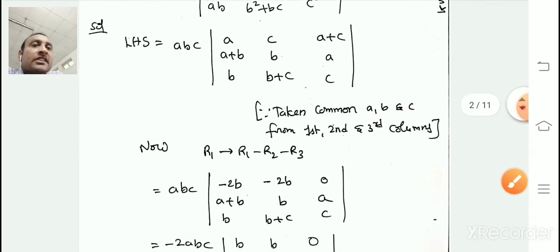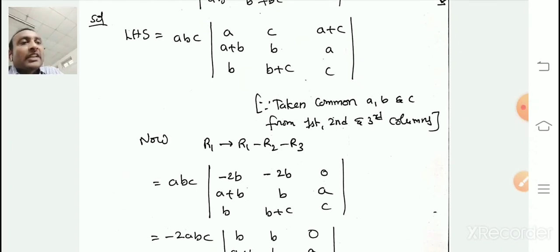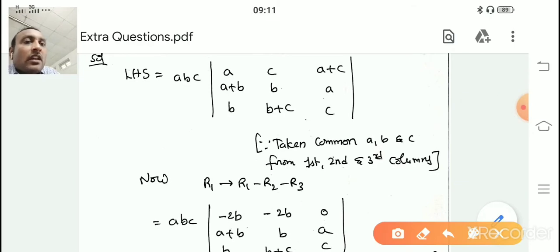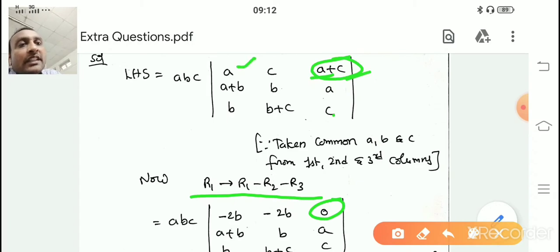After taking common, apply another operation, which is R1 as R1 minus R2 minus R3. So what happened, this element becomes 0. So minus a, these two get cancelled. So this is 0. Others will be: a minus b becomes minus 2b.